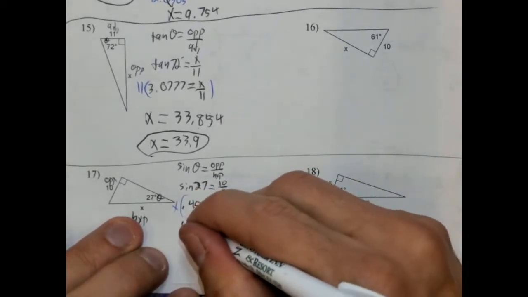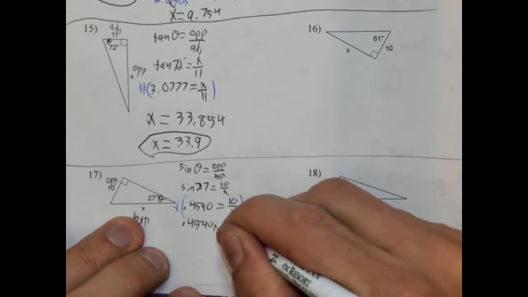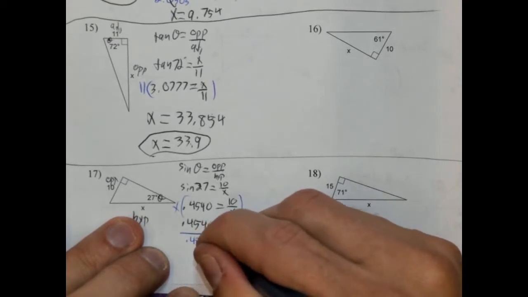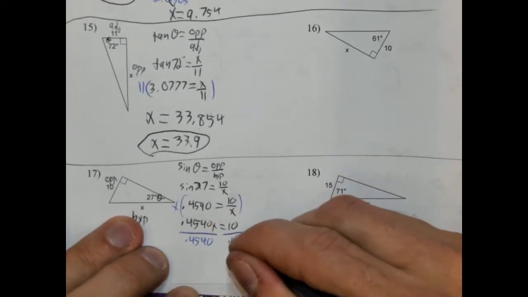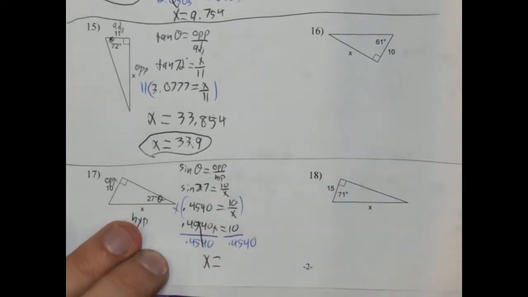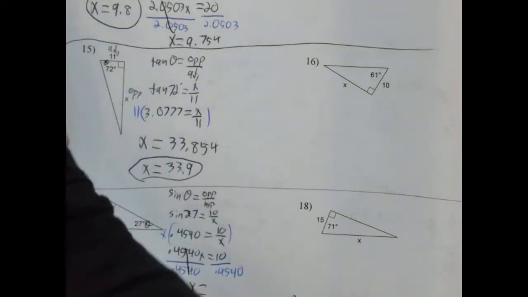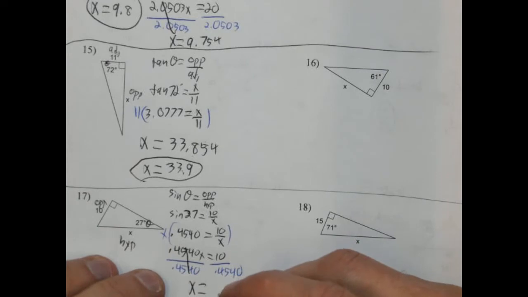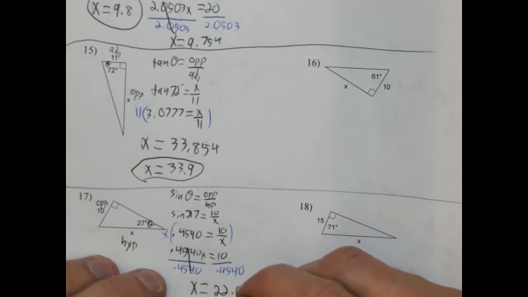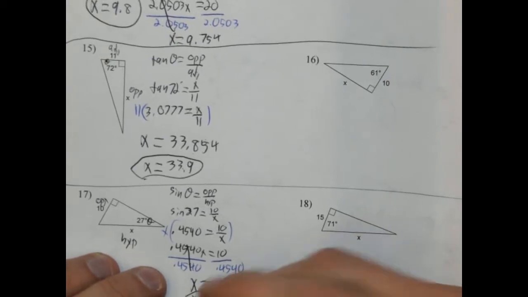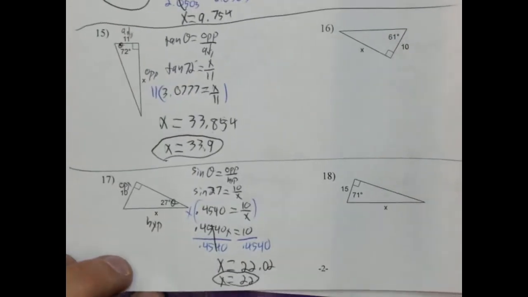So we have 0.4540x equals 10. And then we just divide by our coefficient here, 0.4540. x equals, here we go, it's going to be 22.02, so this will be 22. Okay. Again, that's an estimate. Okay. Hopefully that alleviates that. Let's do the last one of that grouping.